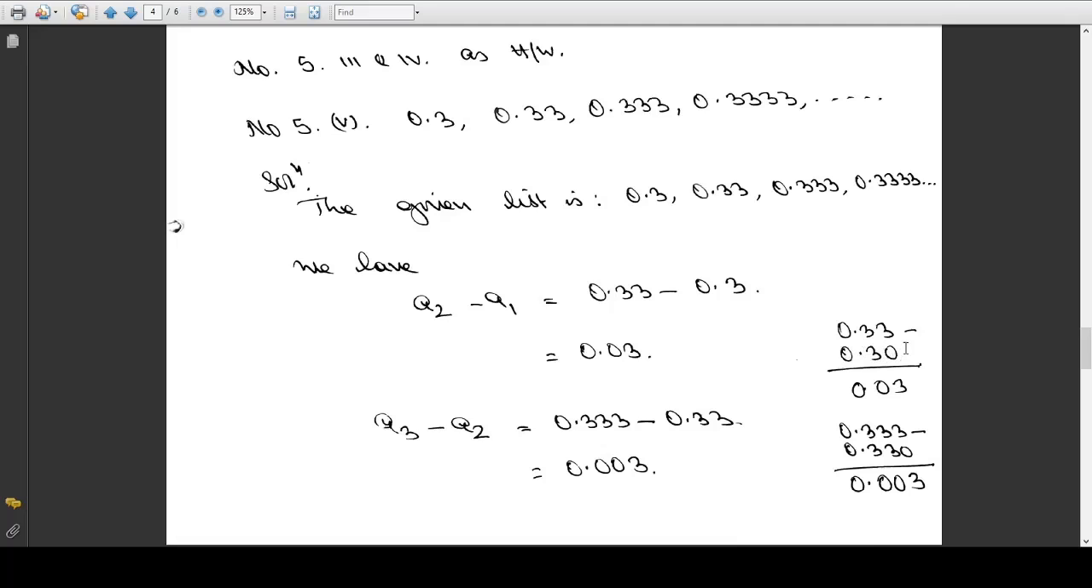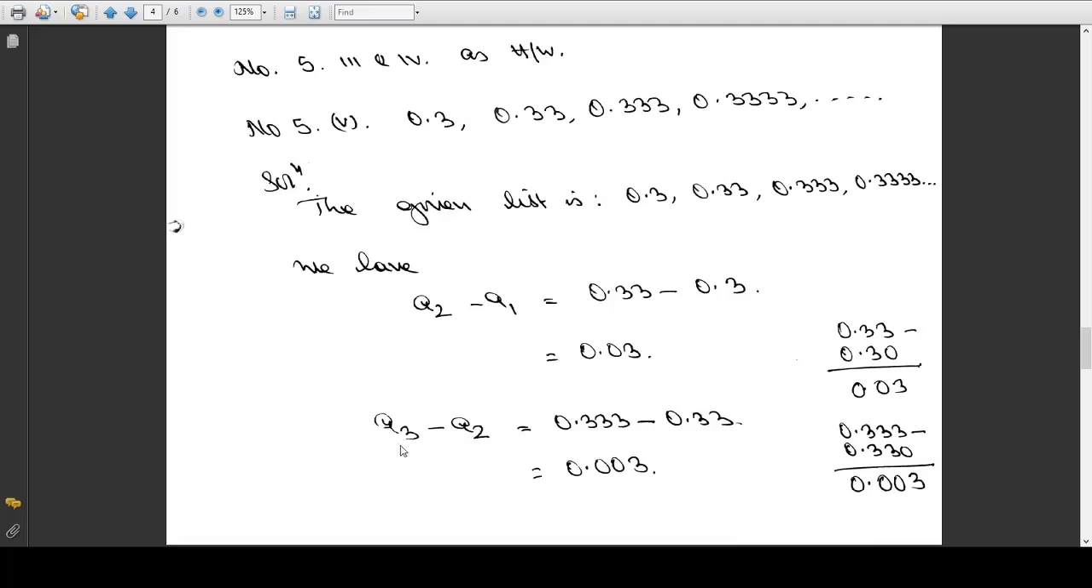See, 0.3, if you add 1 zero or 2 zeros or 3 zeros, it means the same thing. But why do we add 0? Just to make both of them have an equal number of decimal places. 0.33 here, instead of 0.3 you just add 0 to become 0.30. Now you subtract: 3 minus 0 is 3, 3 minus 3 is 0, you have the decimal point. That means you are getting 0.03 as the difference between the second and the first.